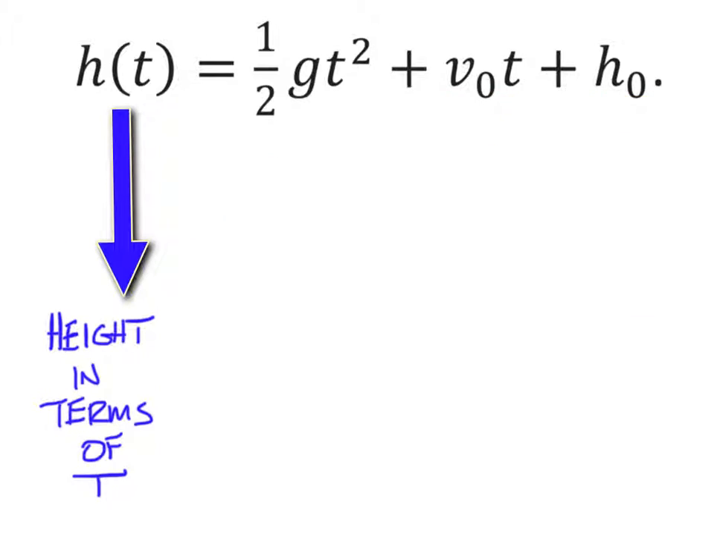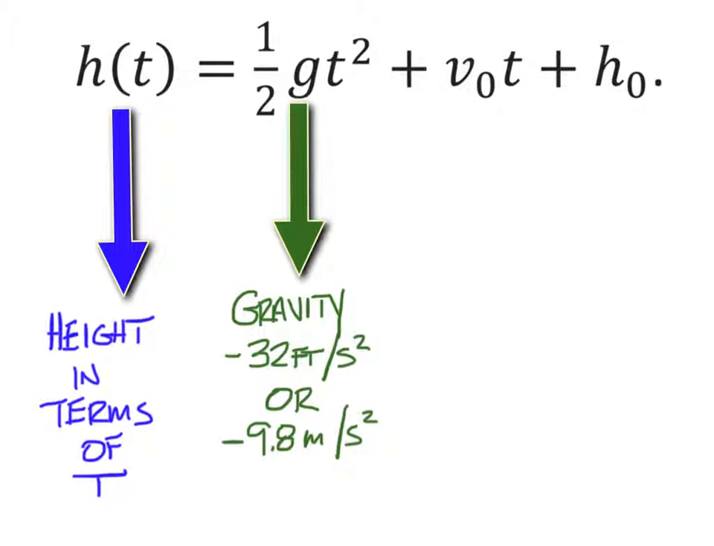When you evaluate a function like this, you're coming back with an answer in terms of height. Height as a function of time. In terms of t. The G stands for gravity. Now gravity has two different amounts. It depends on if your problem is in terms of feet or in terms of meters. If your problem is in feet, you must insert a negative 32 in for G. If it's in meters, you must insert a negative 9.8. The T stands for time in terms of seconds.